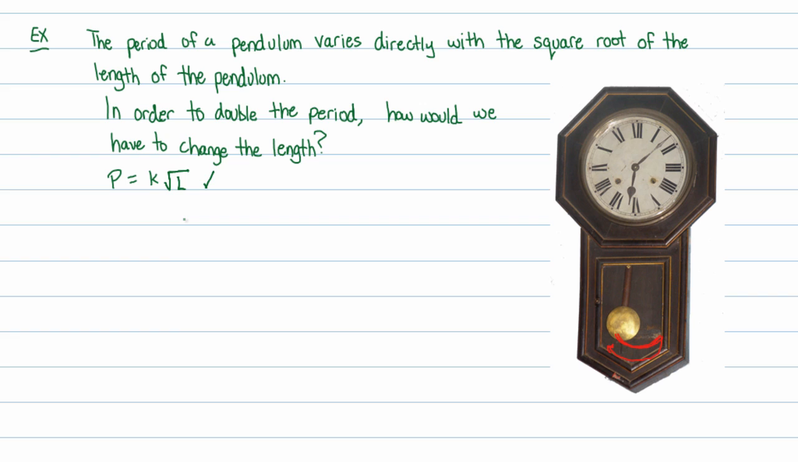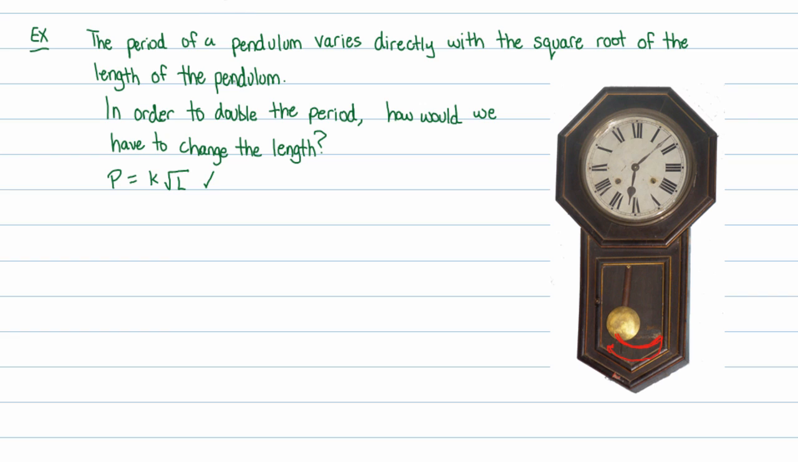Now notice in this case I didn't give you any information about this pendulum. I didn't tell you what the period is, nor did I tell you how long the pendulum is, because I'm not actually asking you anything with numbers. I'm asking you a more conceptual question here. In order to double the period, how would we have to change the length? In other words, here we have that the period is equal to k times the square root of L. Well, if that is true, what would happen to L if I were to change P to twice P?